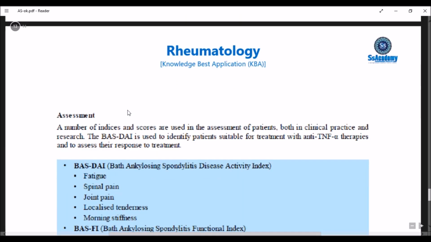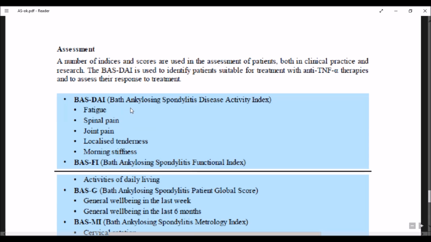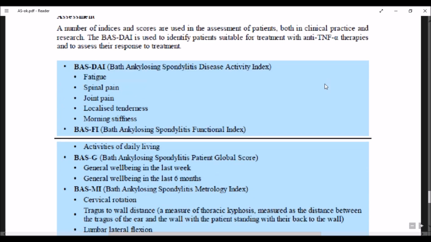Next, some of the assessment regarding the functional status as well. A number of indices and scores are used in the assessment of patients, both in clinical practice and research. The BASDAI, circle the BASDAI, is used to identify patients suitable for treatment with anti-TNF alpha therapies and to assess their response to the treatment. The BASDAI is the Bath Ankylosing Spondylitis Disease Activity Index, depending on fatigue, spinal pain, joint pain, localized tenderness, and morning stiffness.